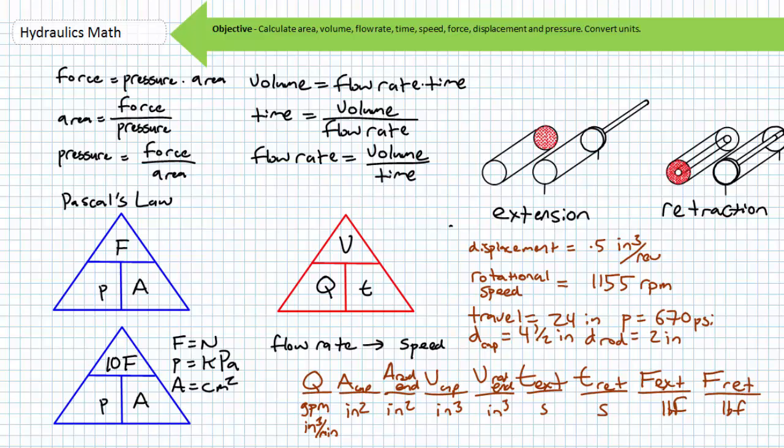Given the dimensions of 4.5 inches cap diameter, 2 inches rod diameter, and 24-inch travel, determine the functional area of the cap end, the functional area of the rod end, the volume of the cap end at full extension, the volume of the rod end at full retraction, the time it takes to fully extend the cylinder, and the time it takes to fully retract this cylinder.